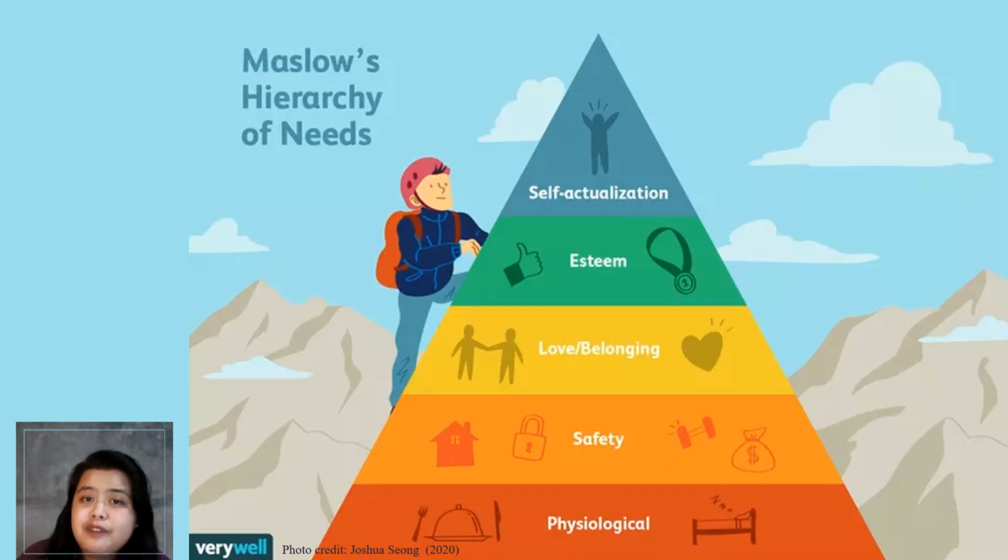So, sa hierarchy of needs ni Maslow, composed siya of 5 levels. Okay, at usually nga, it was presented in a pyramid. So, ano yung 5 levels na yon? Una, we have physiological, safety, love and belonging, esteem, and then self-actualization. Nasa pinakailalim yung physiological needs at sa pinakataas ang self-actualization.